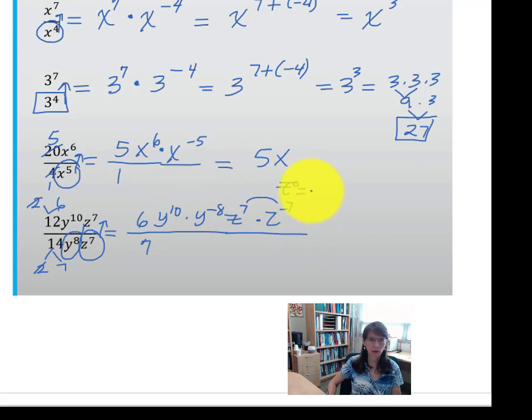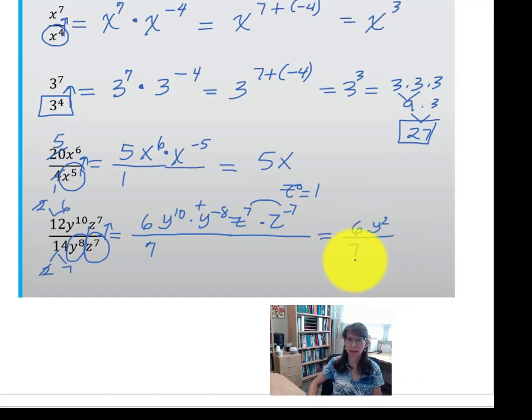And z to the 0 is 1. So what actually happens is the base of z is completely eliminated from this problem. We still have 6/7, and we still have some base of y. So 10 added to -8 would make 2. So we have 6y squared divided by 7.